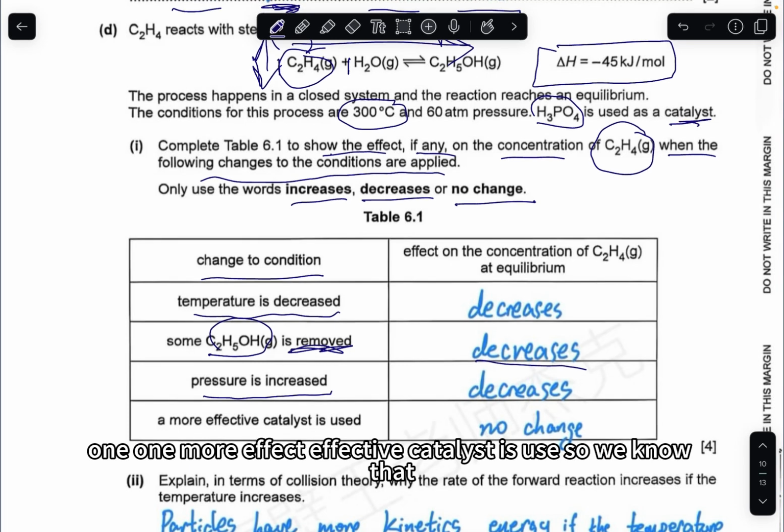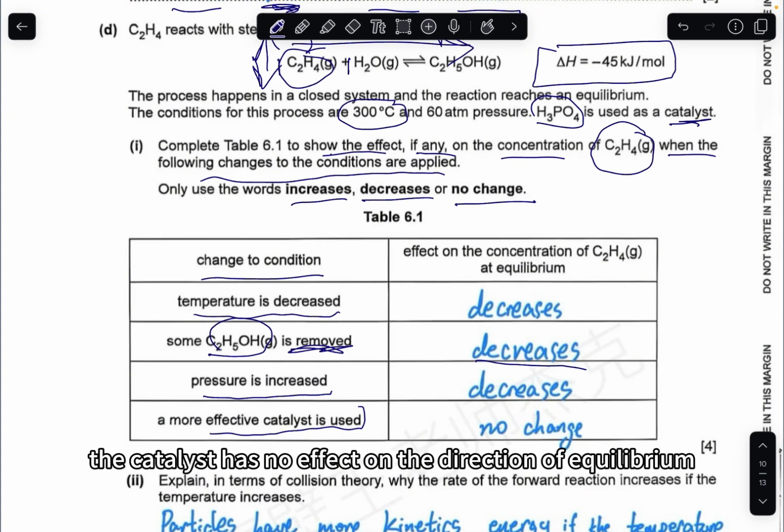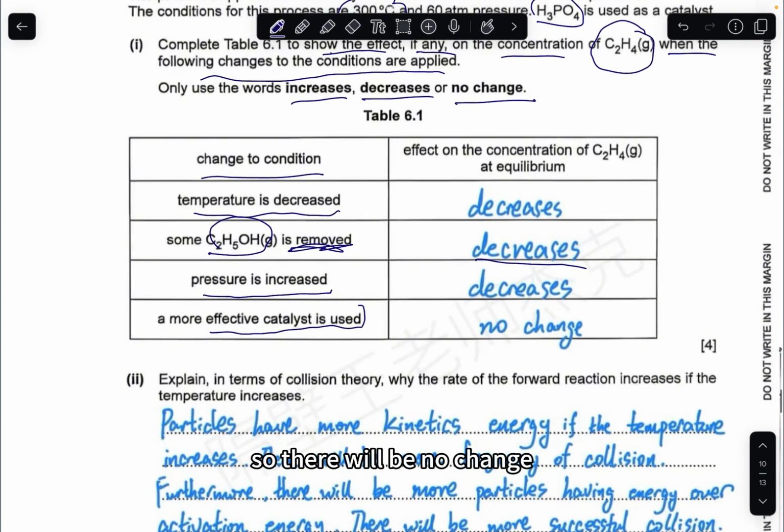Last one, a more effective catalyst is used. We know that in Le Chatelier's principle, there is no change if we use a catalyst. The catalyst has no effect on the direction of equilibrium, so there will be no change.